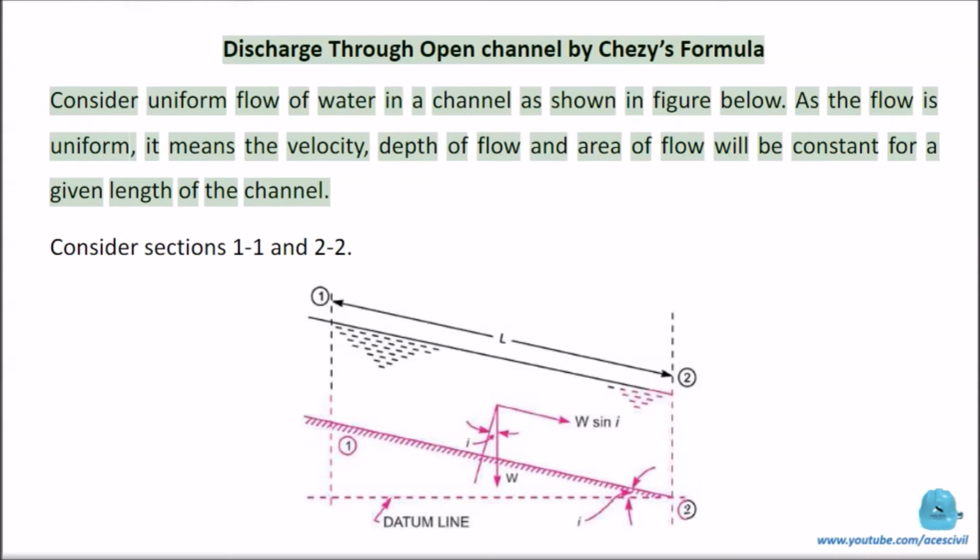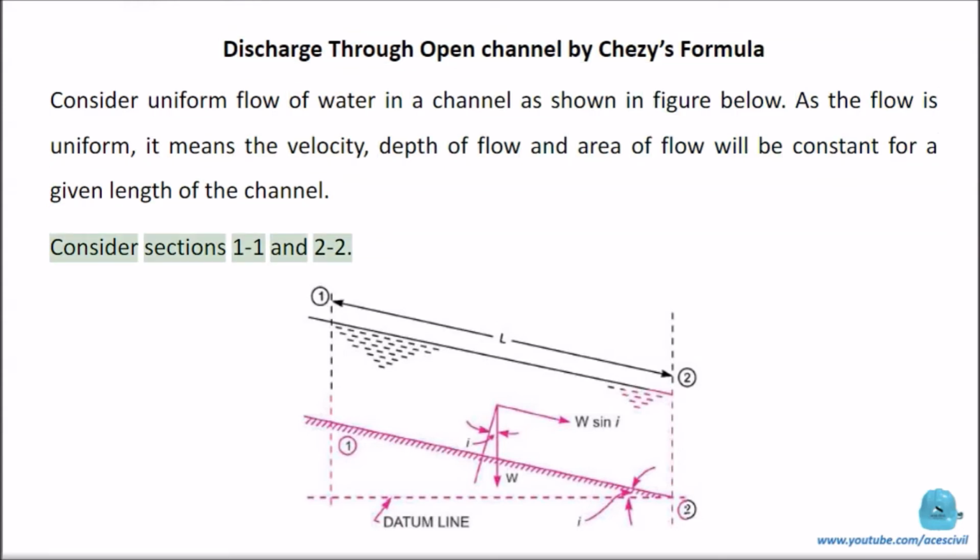Discharge through open channel by Chezy's formula. Consider uniform flow of water in a channel as shown in figure below. As the flow is uniform, it means the velocity, depth of flow and area of flow will be constant for a given length of the channel. Consider sections 1-1 and 2-2.